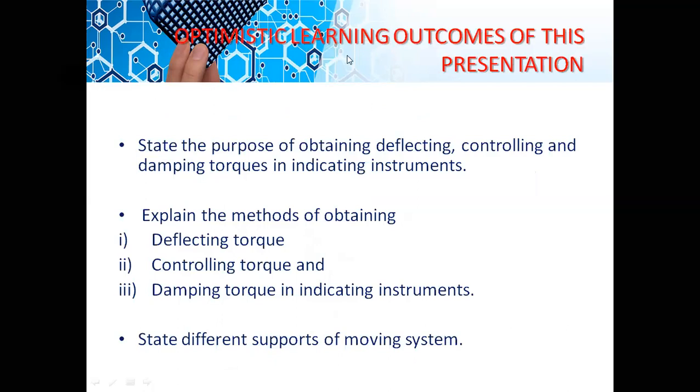The expected learning outcomes of this presentation are that, after completion, the listener should be able to state the purpose of obtaining deflecting, controlling, and damping torques in indicating instruments. And they should be able to explain the methods of obtaining deflecting torque, controlling torque, types of controlling torque, and damping torques in indicating instruments. And they should be able to state different supports of moving systems. Thank you.